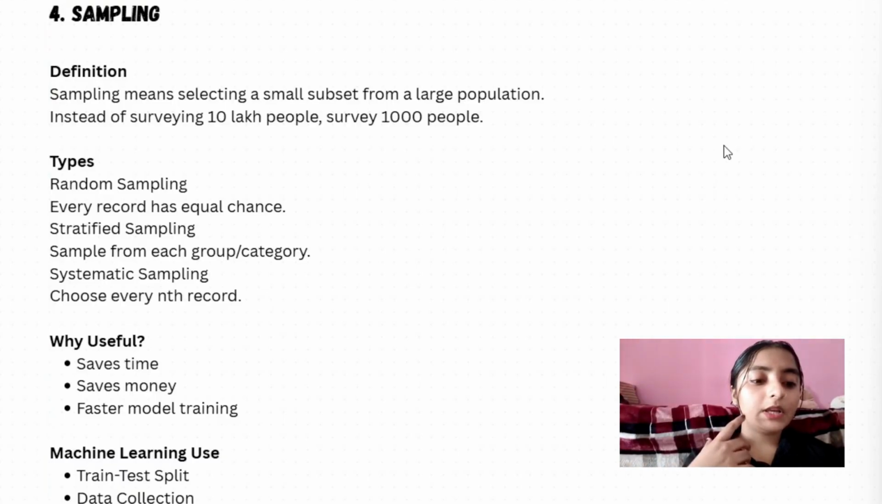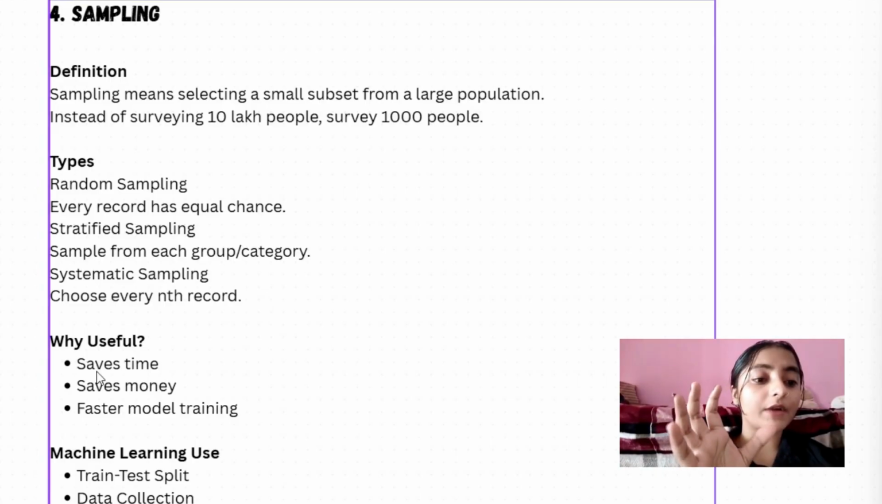So why do we use sampling? It saves time. Imagine you have a data set with 10 million records, and training a machine learning model on all records can take a lot of time. It also requires more memory, and the cost is more.